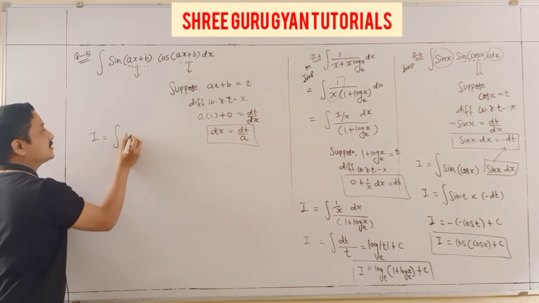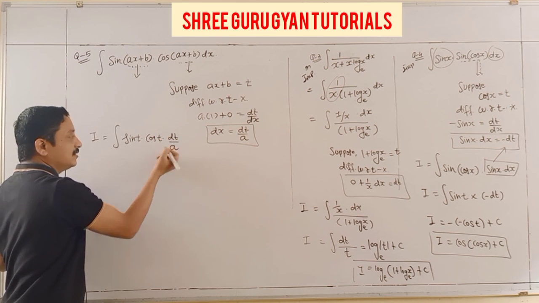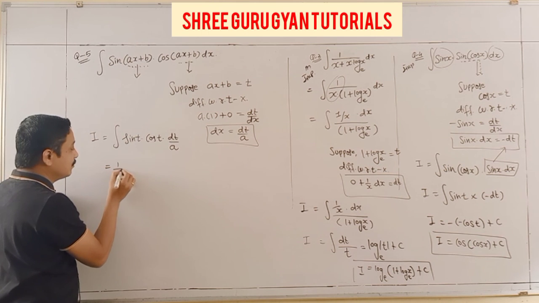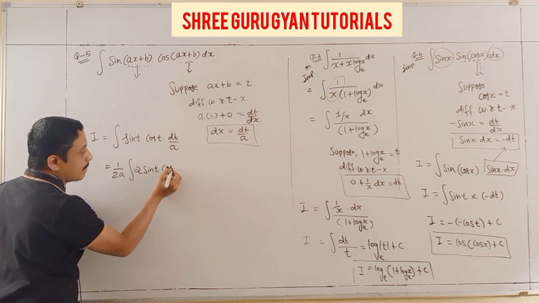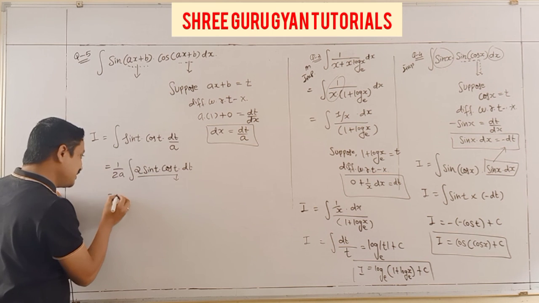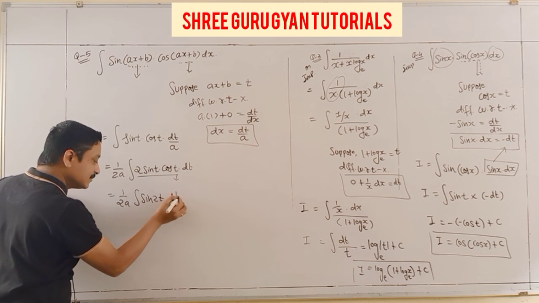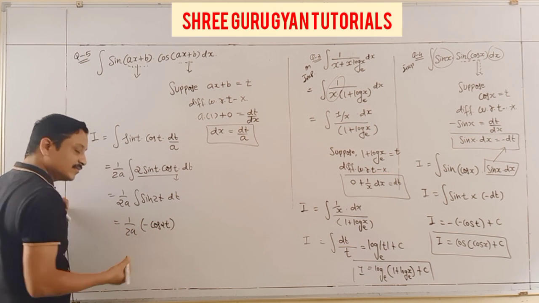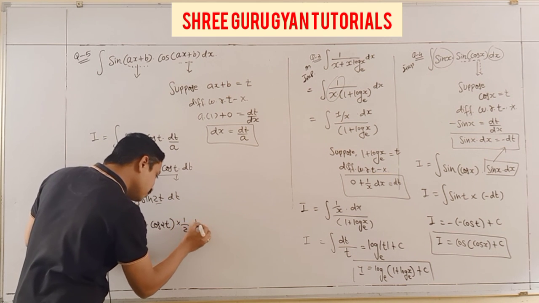So your answer is sin t cos t dt by a. I just write down 2 multiply and divide, so here 1 by 2 multiply and 2 divided, 2 sin t cos t dt, and that is the value of sin 2t. And here, students, your answer is done. What is the integration of sin 2t? Minus cos 2t into the coefficient, formula writing 1 by 2 plus c.